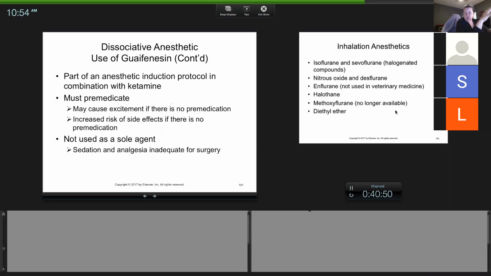In the horse, triple drip: ketamine, guaifenesin, xylazine. Induction in dogs: ketamine, diazepam. So you see my point, when you write up ketamine, you're pretty much writing up ketamine by itself. However, ketamine is used in a lot of different protocols because ketamine by itself sucks.